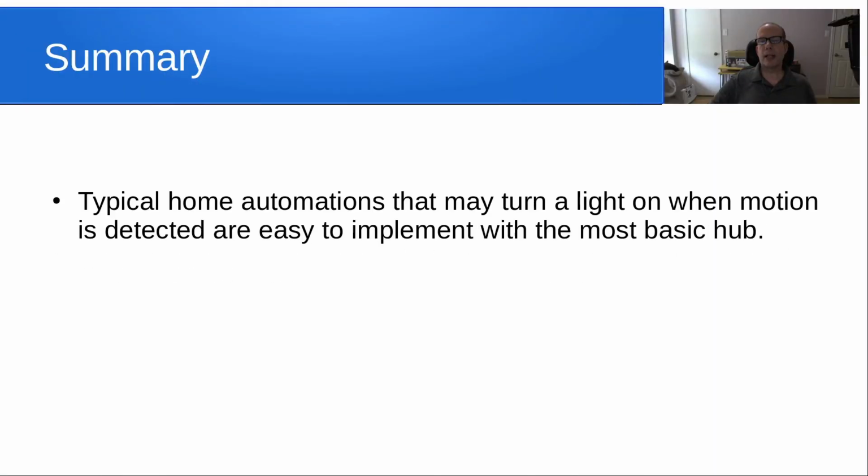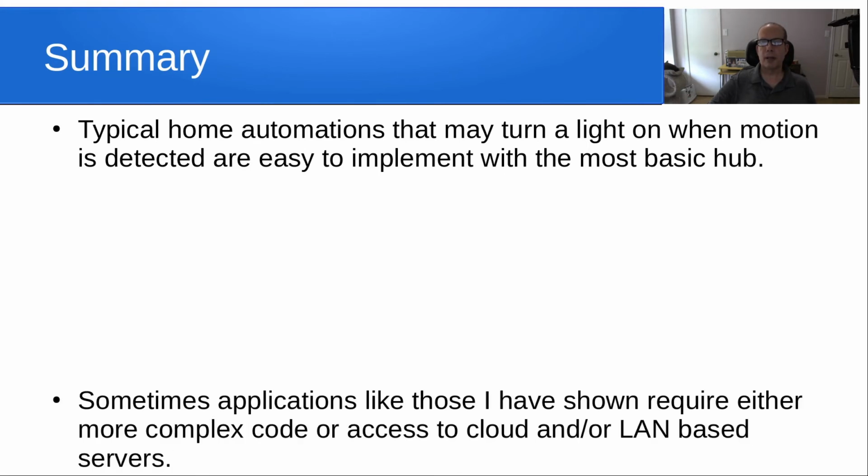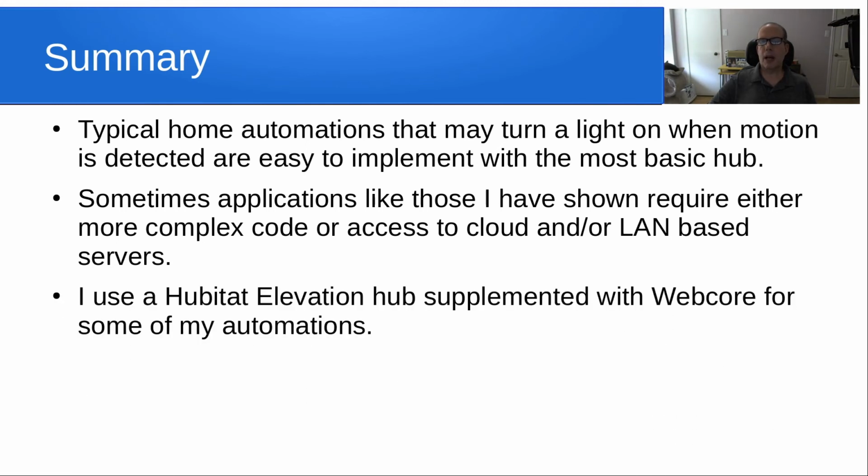So, in summary, typical home automations that may turn a light on when motion is detected are easy to implement with the most basic hub. Sometimes applications like those I've shown require either more complex code or access to cloud and/or LAN-based additional servers. I use a Hubitat Elevation hub supplemented with WebCoRE for many of my automations.